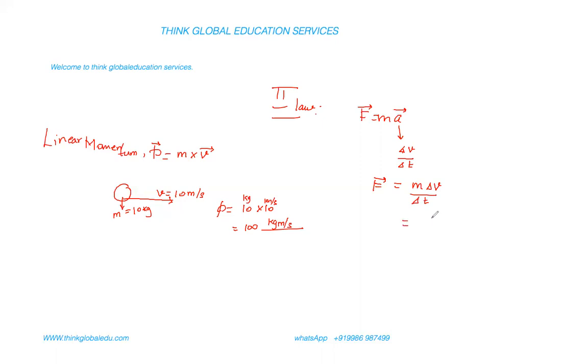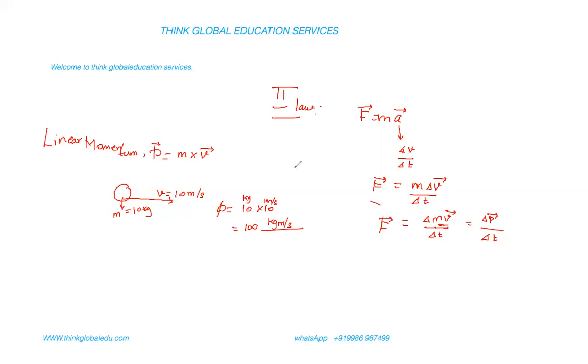Now we can rewrite it as delta (mv) by delta t. Now we know what mv is. Here we have to put vector symbols. So mv is nothing but p, so we are going to put delta p divided by delta t. So from this equation we get that force is nothing but the rate of change of momentum. Rate of change of momentum is the force.